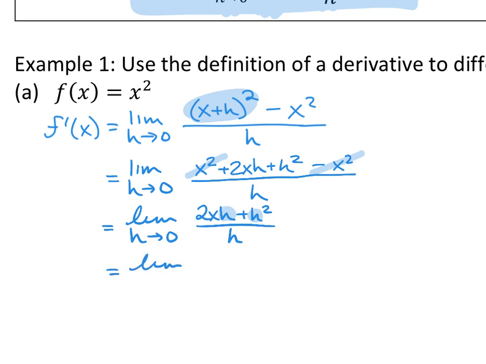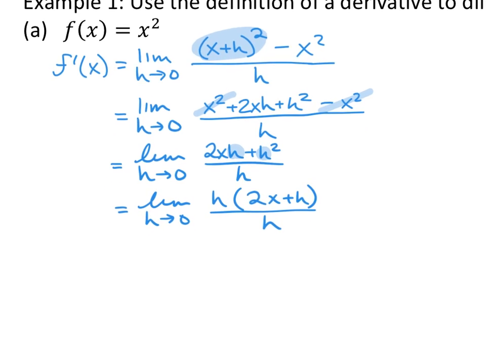We would have the limit as h approaches 0 of h times 2x plus h. I just took out one of the h's. And then, oh my goodness, do your spidey senses see what's going to happen next? What cancels? That's what I needed. I needed the h in the denominator to go away so that I can have a limit statement that won't break. Now I have the limit as h approaches 0 of 2x plus h.